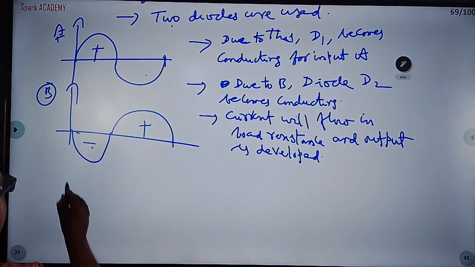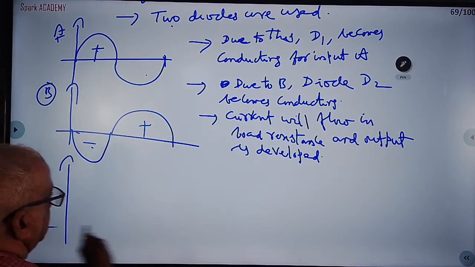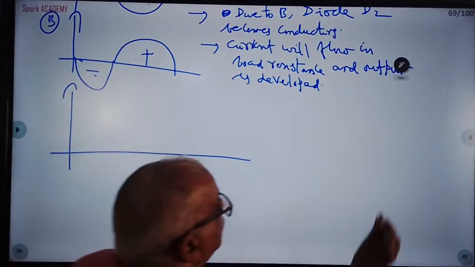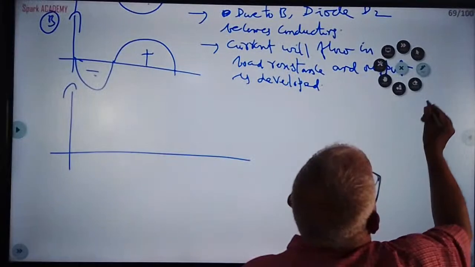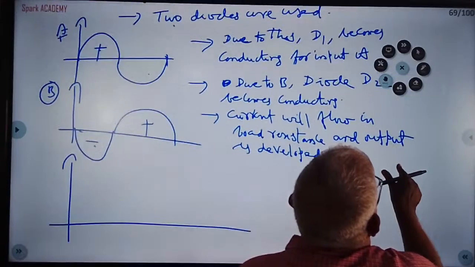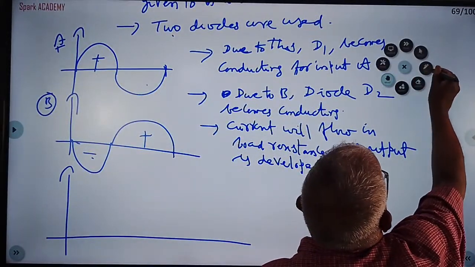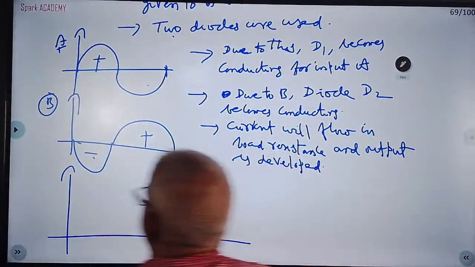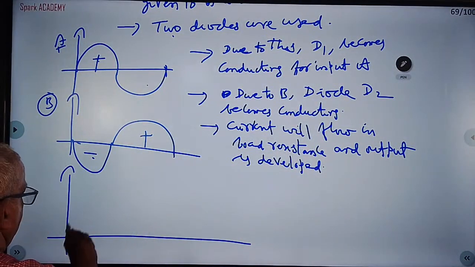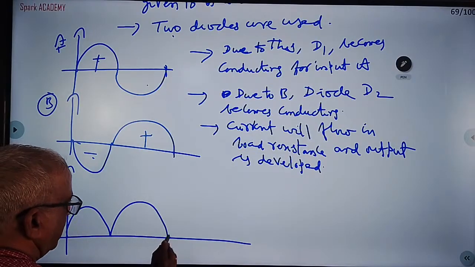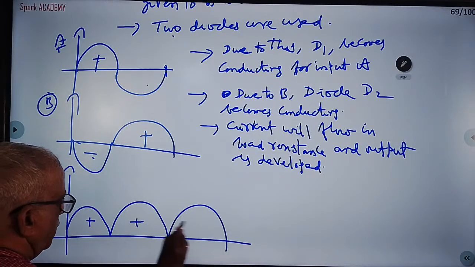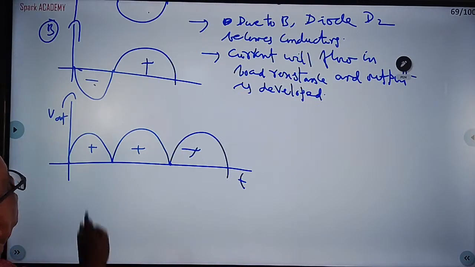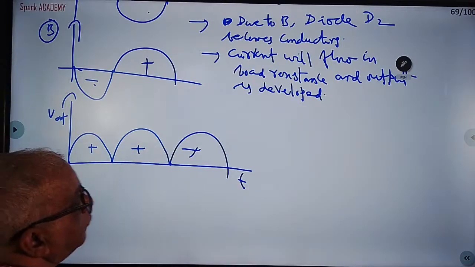So I am drawing the output waveforms here. I will show you the output waveforms. The output waveform you are going to get is continuous. I am going to get continuous output waveforms here. V output versus time you will get continuously. That is the advantage of the full wave rectifier.